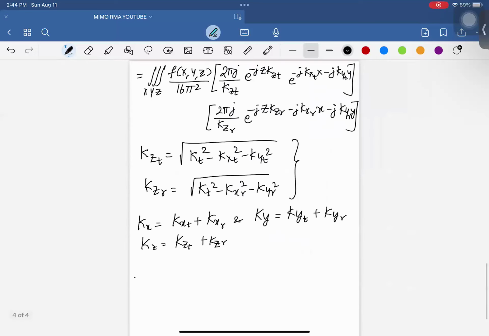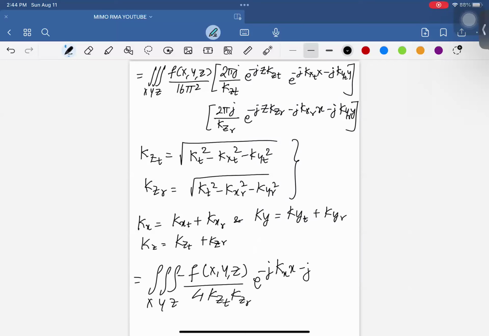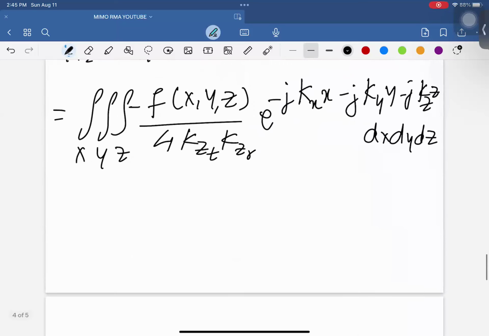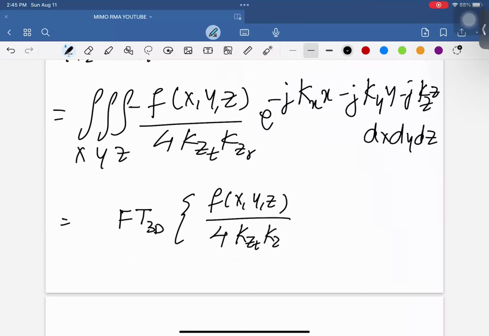So when we do this, this simplifies a lot, right? So that integral becomes triple integral of x, y, z, f of x comma y comma z divided by 4 kzt kzr. There is actually a negative sign that comes from the product of these two j's. So I can put that in, or you can ignore it, doesn't matter, because eventually we'll take a magnitude when we do imaging. Okay, times e to the minus j kxx minus j kyy minus j kzz dx dy dz. Okay, that's very nice because now this expression at the end looks exactly like a 3D Fourier transform of f of x comma y comma z divided by 4 kzt kzr.